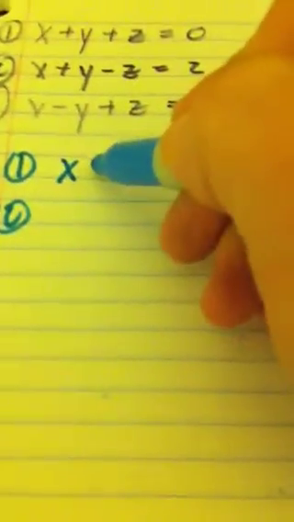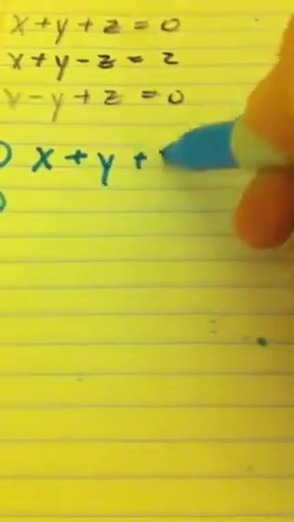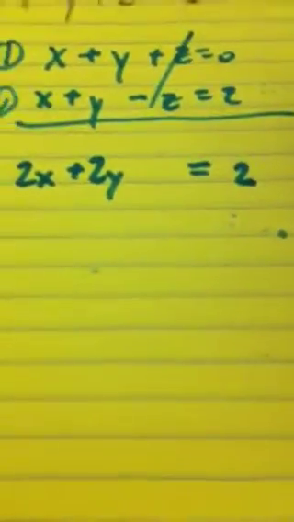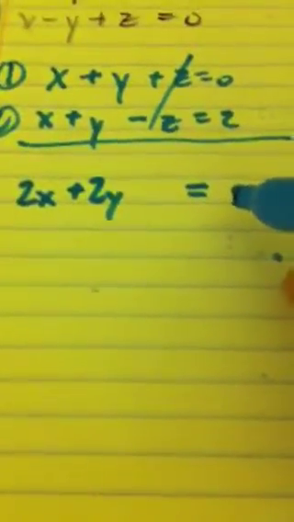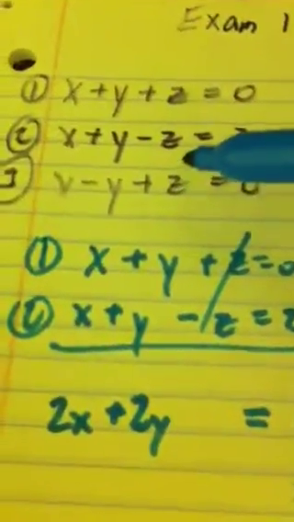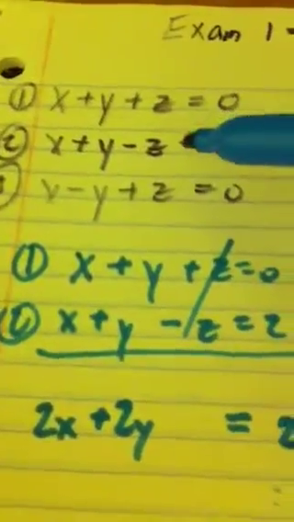So just rewriting 1: x plus y plus z is 0, and x plus y minus z equals 2. If I add those, I'll get 2x plus 2y. The z's go away like I planned, and that'll equal 2. We'll leave that alone for just a bit, and we still have 2 unknowns, so we can't finish solving this. So go back up and use 2 different equations to eliminate the z again.